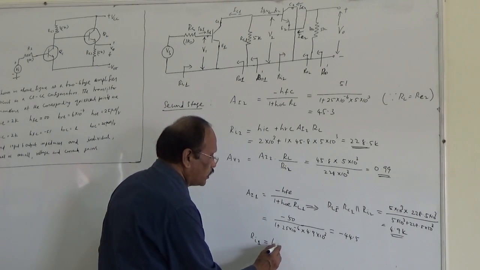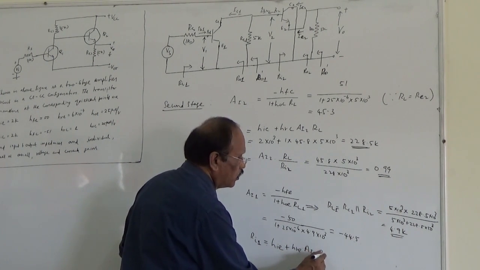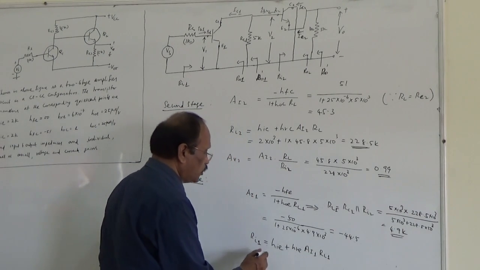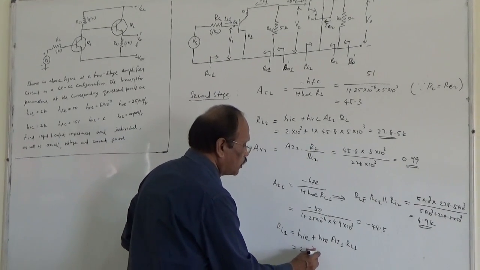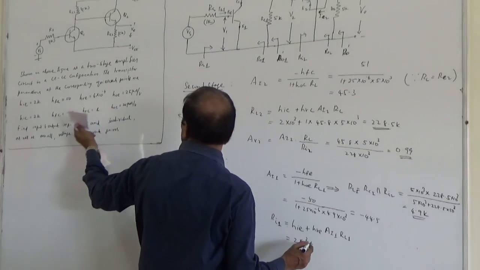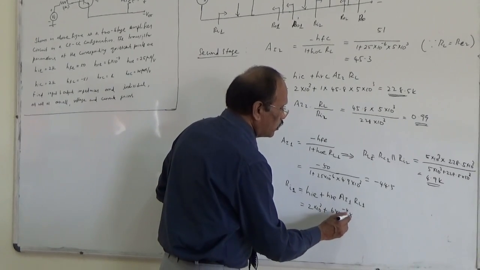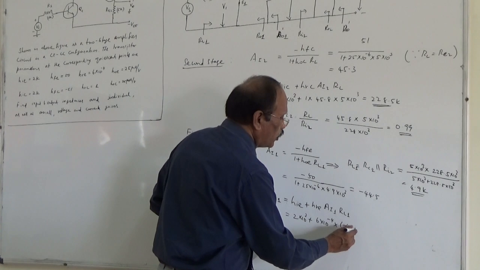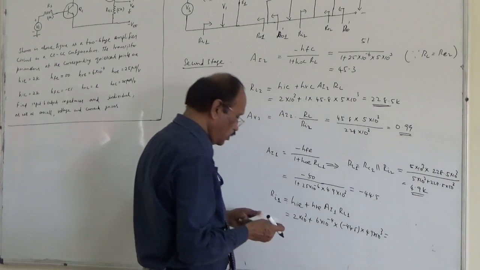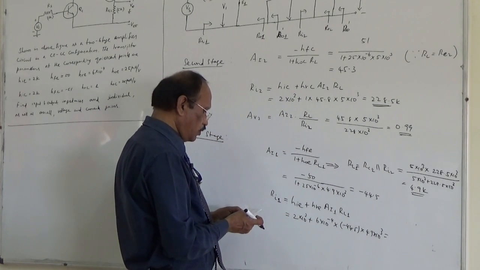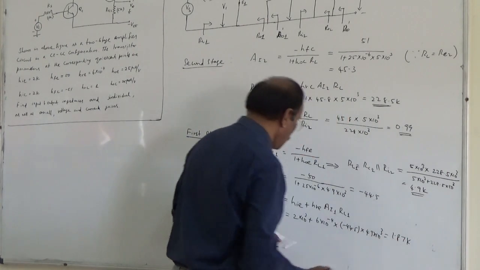So you know the formula is HIE plus HRE into AI1 into RL1. So by substituting the values, HIE is 2K, 2 into 10 power 3 plus HRE is 6 into 10 power minus 4 into minus 44.5 into 4.9 into 10 power 3. So this gives the value RI for the first stage will be 1.87K.